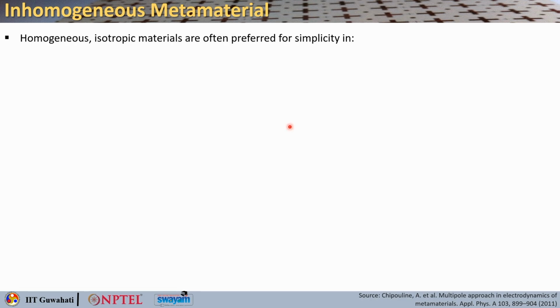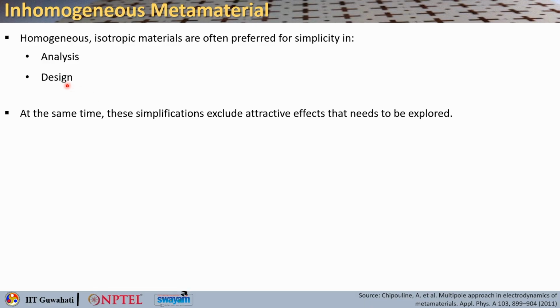So, in general, homogeneous isotropic material properties simplify the analysis and the overall design. However, one can try to work on these kinds of parameters that allow you some attractive effects. If you give away this kind of simplification, you will have more control over the electromagnetic properties within the material.